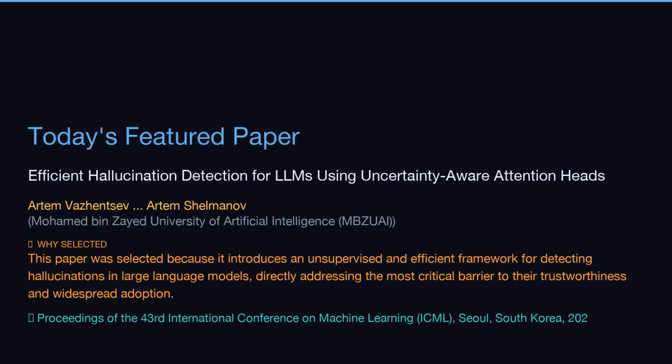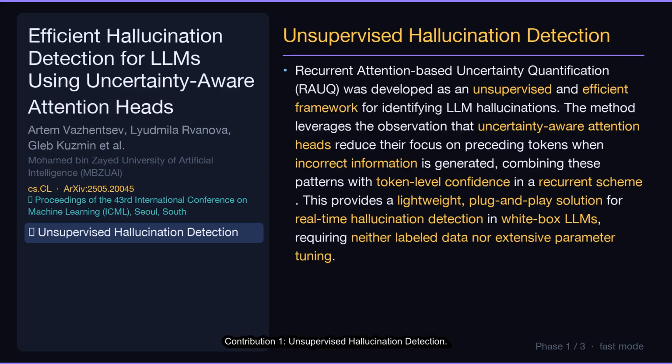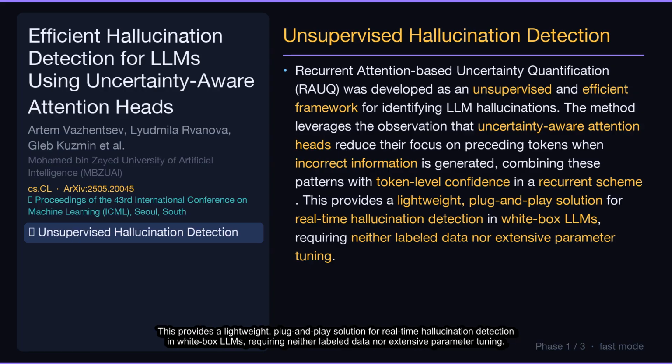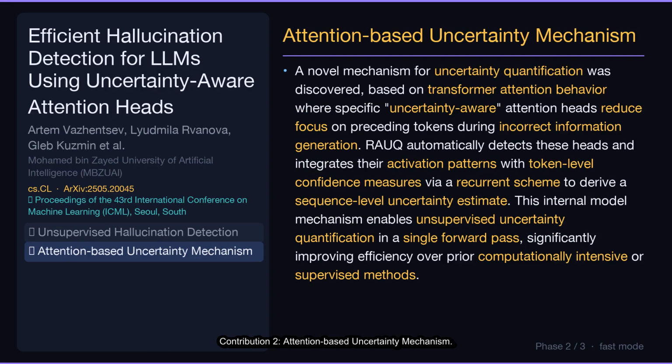Here's a full breakdown. Contribution 1. Unsupervised Hallucination Detection. Recurrent Attention-Based Uncertainty Quantification, RAUQ, was developed as an unsupervised and efficient framework for identifying LLM hallucinations. The method leverages the observation that uncertainty-aware attention heads reduce their focus on preceding tokens when incorrect information is generated, combining these patterns with token-level confidence in a recurrent scheme. This provides a lightweight, plug-and-play solution for real-time hallucination detection in white-box LLMs, requiring neither labeled data nor extensive parameter tuning.